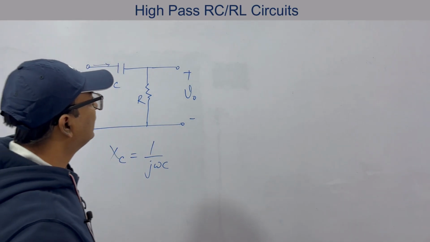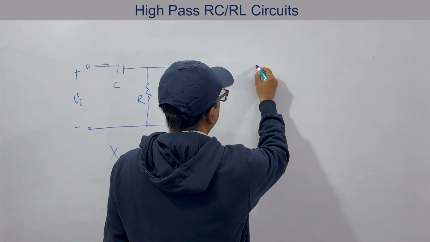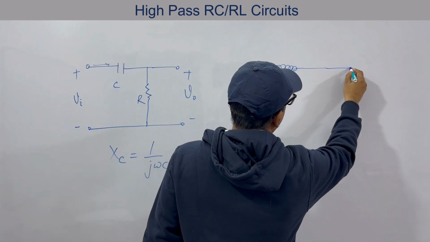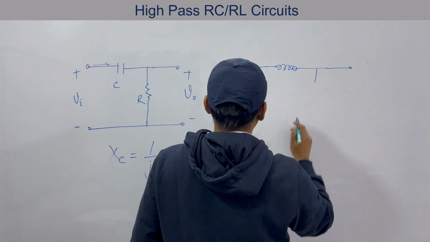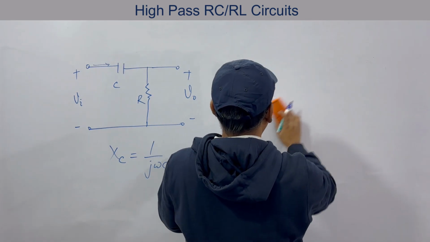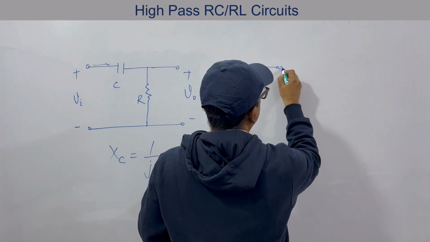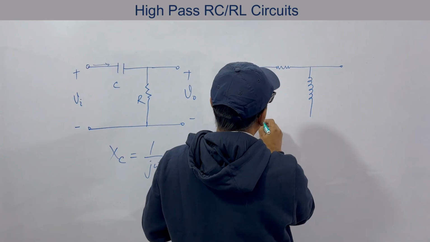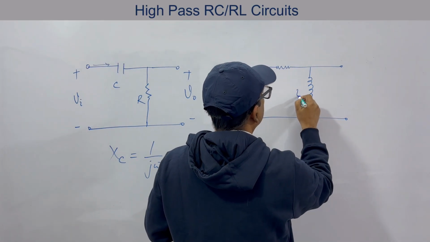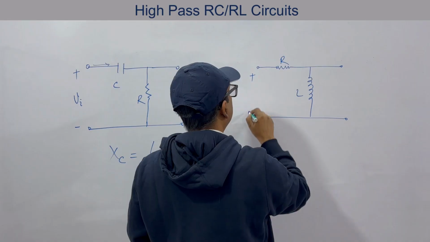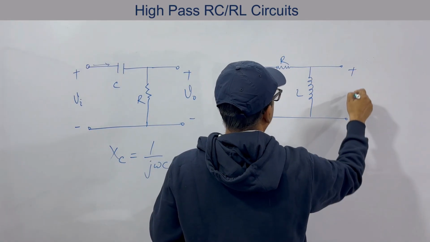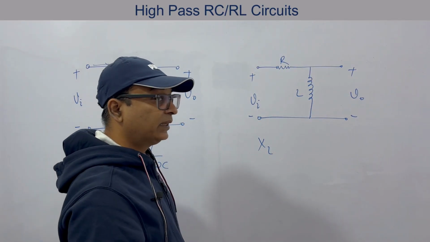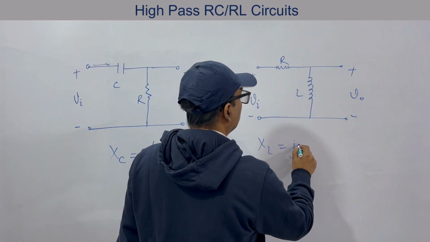Clear? And how can we have this with an inductor? Let's see. No, just opposite of it. We will have resistor here and an inductor here. This is L, this is R, this is Vi, and this is V output. What is the reactance of an inductor? It is j omega L.